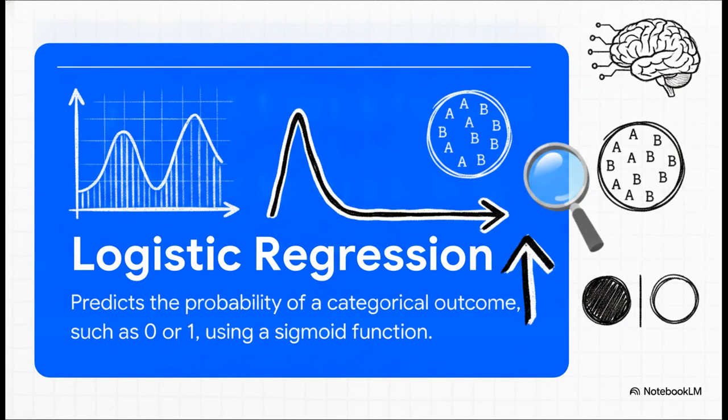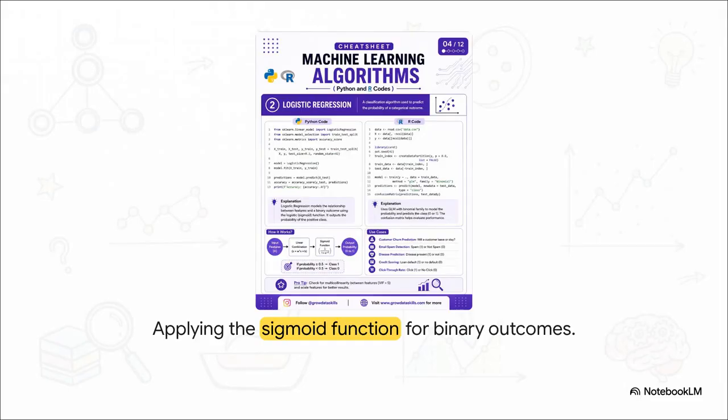Now, let's flip the script a bit with logistic regression. While linear regression predicts a continuous sliding scale number, logistic regression is actually a classification algorithm. We use it to predict the probability of a categorical outcome. We're talking strictly binary, black and white categories here, 0 or 1, yes or no. So instead of a straight line, this model uses what's called a sigmoid function. It squashes the output into a neat little probability between 0 and 1. If it's 0.5 or higher, boom, it belongs to class 1. If it's lower, class 0.